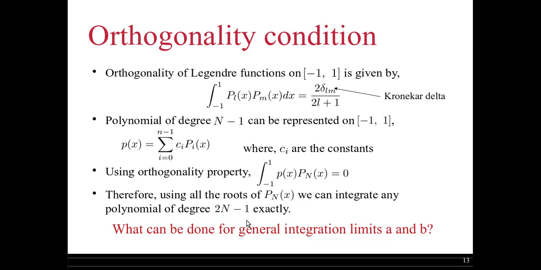So what can be done for general integration limits a and b? Whatever we have done up to now, we have done only with -1 to +1, where we put a equals -1, b equals 1. We have not shown this in the general case, but in real life the integration cannot be only -1 to +1, it can be +3 to +5 or something like that. So for that we can just transform our coordinate. So what is the procedure?